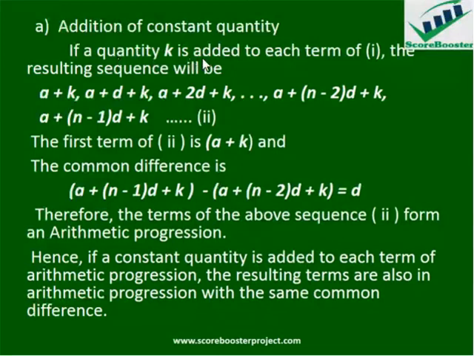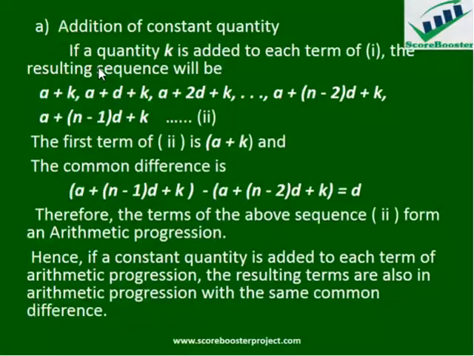If a constant quantity k is added to each term of 1, which is the generalized form of an arithmetic progression, the resulting sequence will be A plus k, A plus D plus k, A plus 2D plus k, up to A plus n minus 2 D plus k, A plus n minus 1 D plus k, which is tagged as the second equation. The first term of this new sequence, that is the first term of 2, is A plus k.